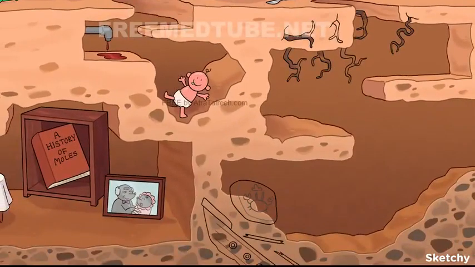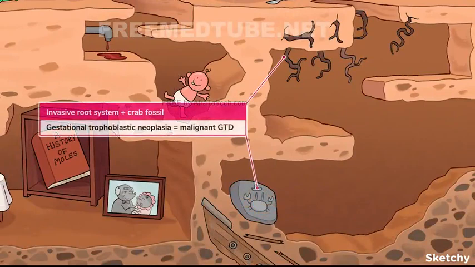In the final part of the video, we're going to transition from talking about benign diseases to malignant diseases. These are called gestational trophoblastic neoplasias, as opposed to gestational trophoblastic diseases, and are symbolized with this tunnel with an invasive root system growing within it, and a crab fossil. There are a few types of gestational trophoblastic neoplasias, and we'll go over them in a bit. But first, it's important to know that all GTNs are more likely after a complete molar pregnancy.